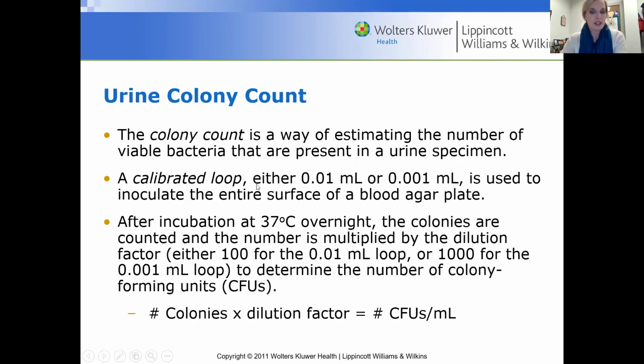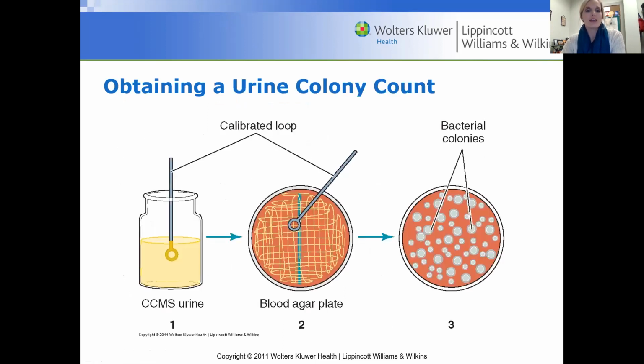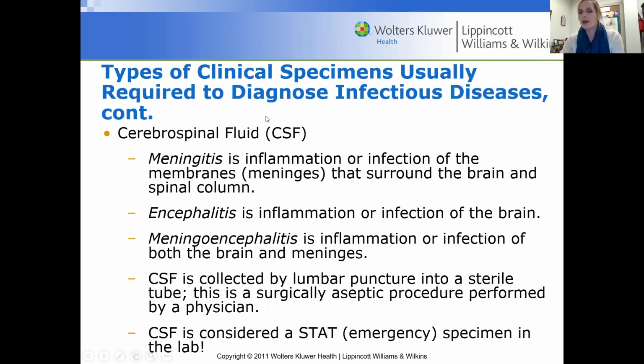So again, it was a calibrated loop that is going to inoculate the surface of the blood agar plate. Then overnight, the colonies begin to grow, and then we're able to see how many bacteria are present. And then we can use the antimicrobial disc to see which antibiotic is going to be more effective for this individual. And that helps us to see that. Okay, so that's a urine colony count.